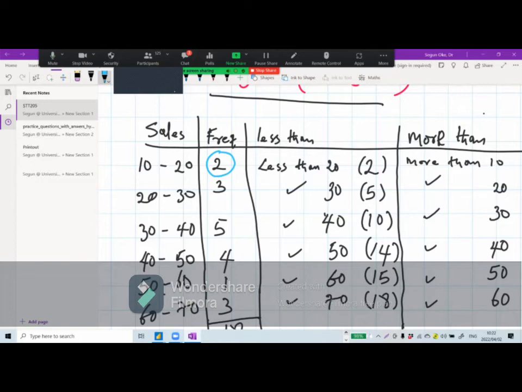Now, how many of them sell less than 20? They are still the same 2, because they are the ones that started the whole class. So how do we know how many people sell less than 30? Add this one to this one, we get 5. Why are we picking 30? Remember, 30 is the upper limit here, but the lower limit in some other places. That is the essence of getting less than and more than.